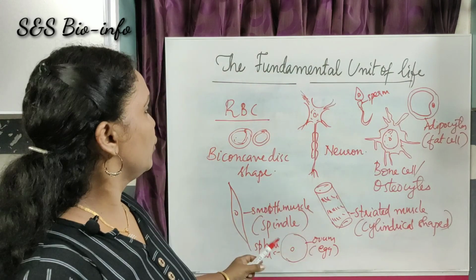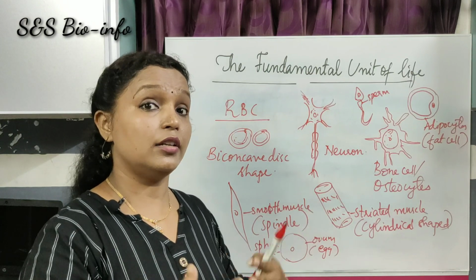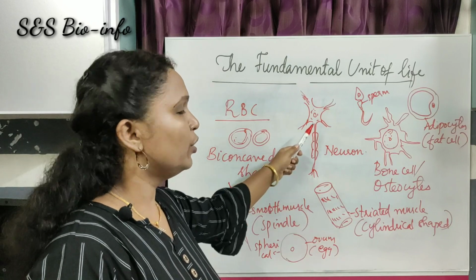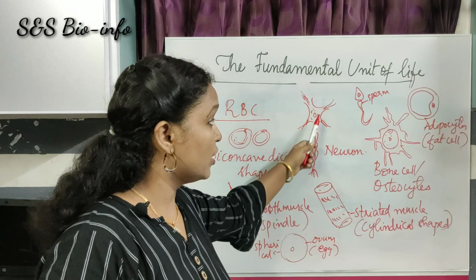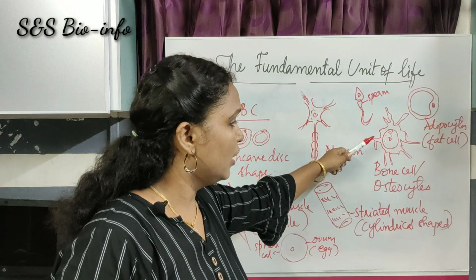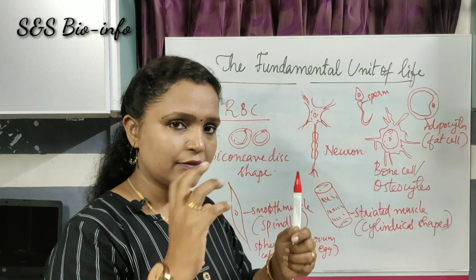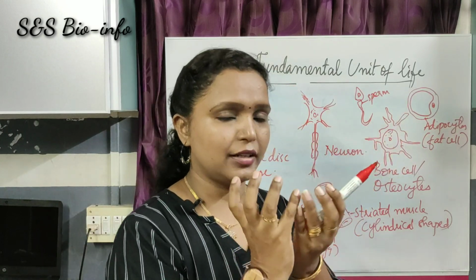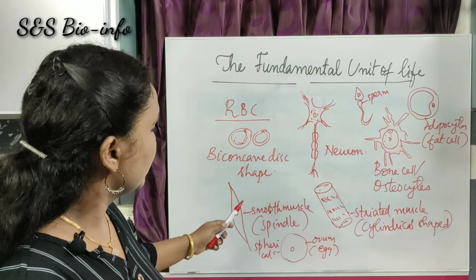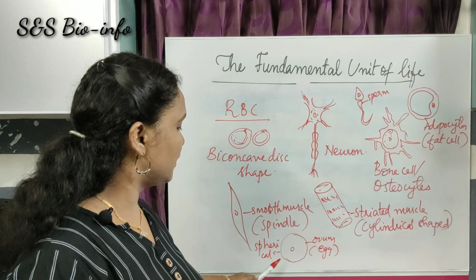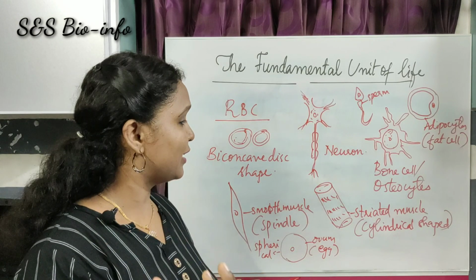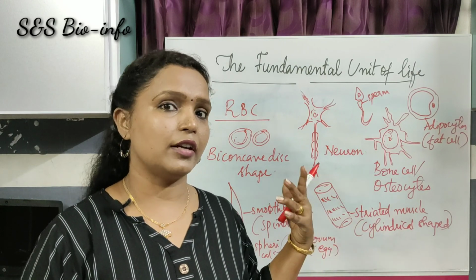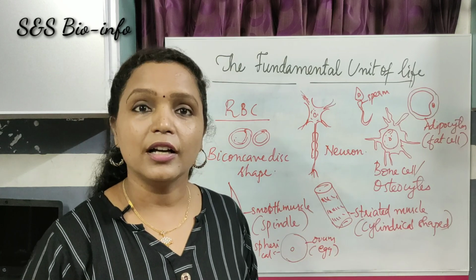So look at the board, you can see different size and different shaped cells. RBC, biconcave disc shape. Neuron is elongated and branched. Sperm with the head and tail. Then bone cell or osteocyte, spherical with some structures. Then adipocytes, fat cell with that ring-like structure. Then smooth muscle with a spindle shape. Ovum or egg is like a spherical structure. Striated muscle, a cylindrical shape. Here you can see different size and different shape of the human cells.